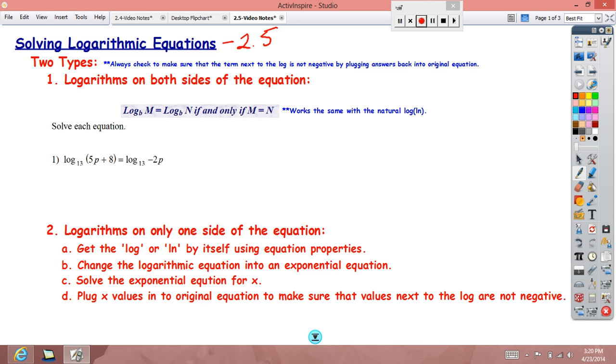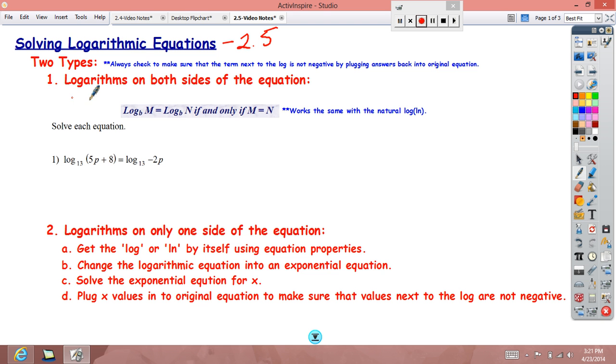I put these notes in blue to remember that these things always work with natural log as well. ln always works. And once you get an answer, always check to make sure that the term next to the log is not negative, by plugging answers back into the original equation. So, for example, in log base b of m and log base b of n, the n and the m can't be negative.